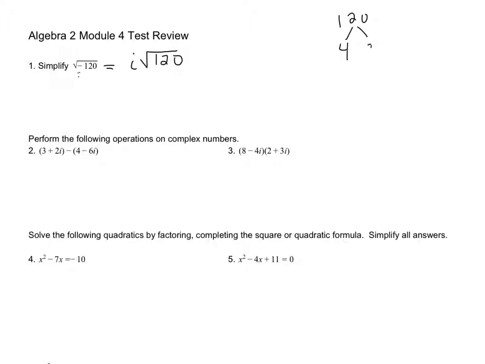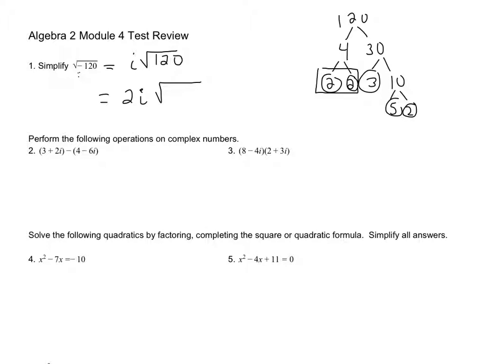So 120 is 4 times 30, and 4 is 2 times 2. So those are both prime. 30 is 3, which is prime, and 10, which is 5 and 2. So the only pairs I have here is a pair of 2's. So for my radical, the pair of 2's on the inside becomes one 2 on the outside. And then I'm left with a 3, a 5, and a 2, which multiplied together give me 30. So radical negative 120 is 2i radical 30.